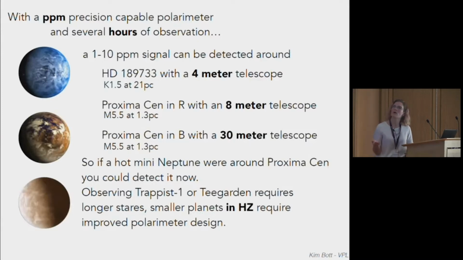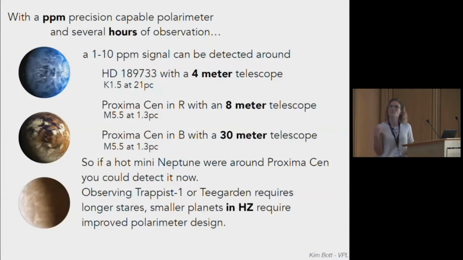If we're looking at a star like Proxima Cen in R band, we would want to use an 8-meter telescope. Proxima Cen in B band, if we want to get some comparison in the different wavelengths and start to tell these features more clearly apart, we would need to use a 30-meter telescope. So basically, right now, if there was a hot mini Neptune in Proxima Cen, or something larger and hotter than that, we should be able to detect it, or almost be able to detect it, with a dedicated program.